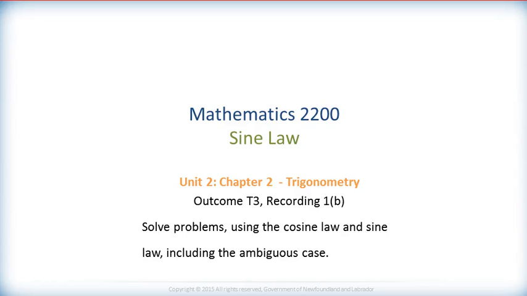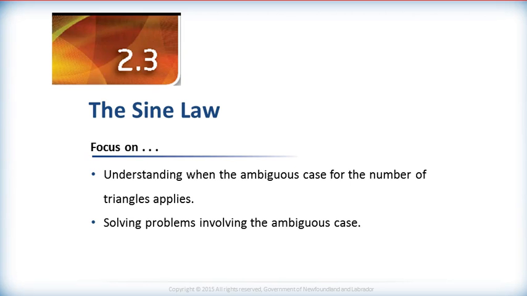You are listening to Recording 1B in our series on the sine law for Unit 2, Chapter 2, Trigonometry, Mathematics 2200. We'll be focusing our attention on the ambiguous case for the number of triangles and when it applies, and how to solve problems involving the ambiguous case.